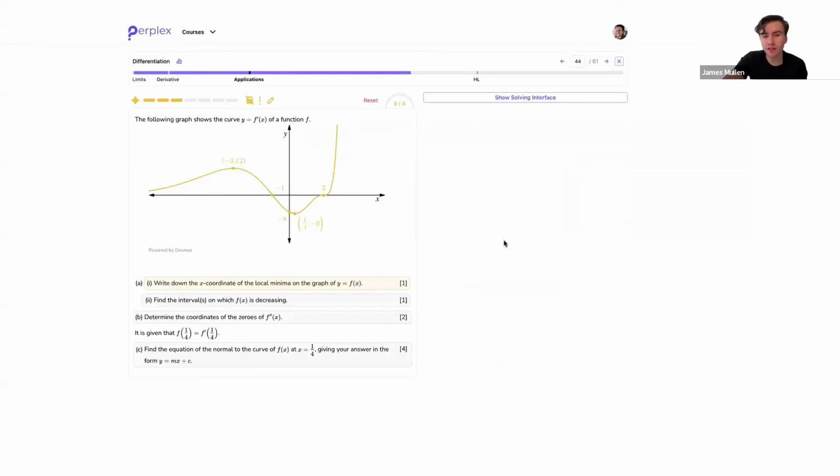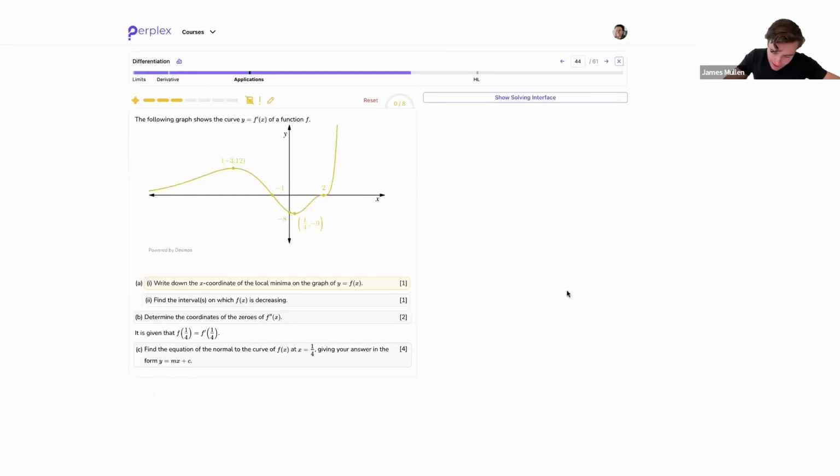They could always add this at any point in time, and it really will solidify your understanding of derivatives to work on this. So I'm going to give you 3 minutes to get a head start, and then I'm going to solve it. Okay, what do I have? I have this curve showing the first derivative of a function, and part A wants me to write down the x-coordinate of the local minima.